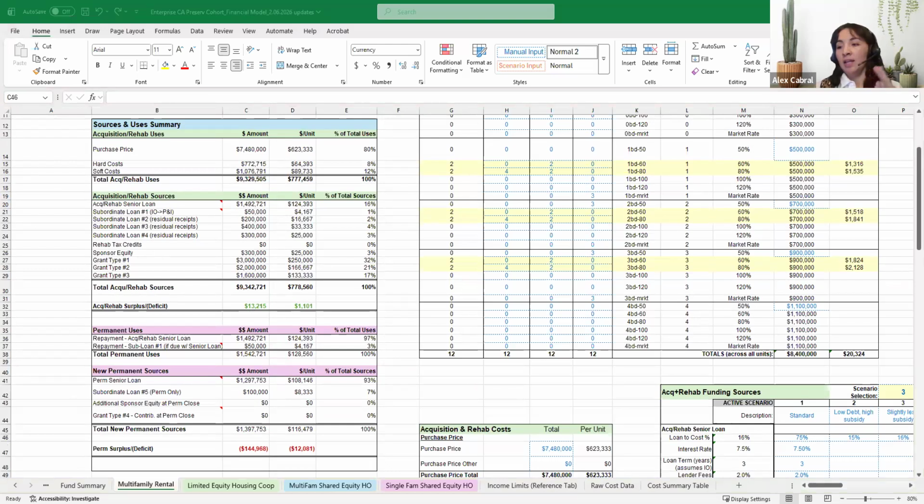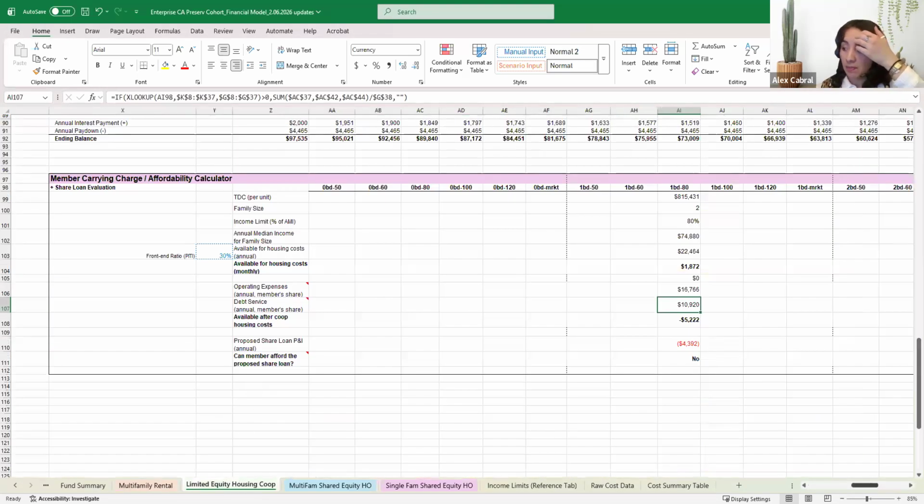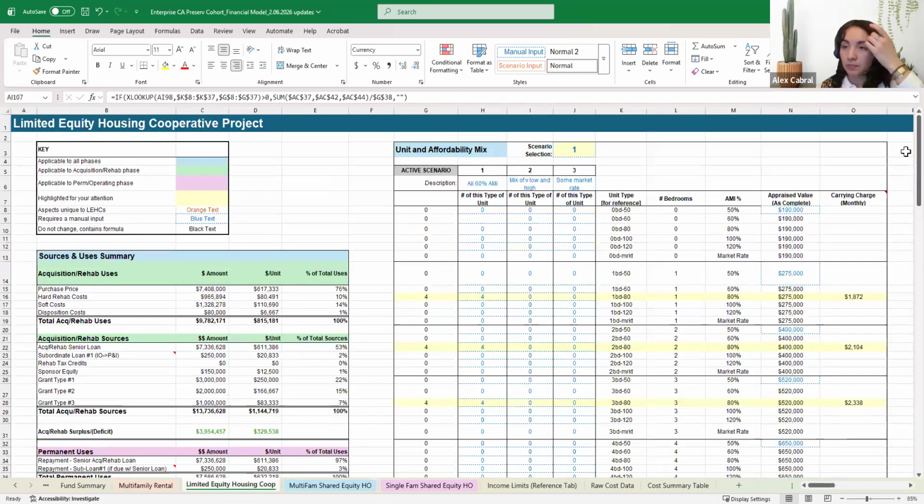Okay, now that we understand how the Proforma works, I'm going to point out the differences in the other tabs. Remember, we're working in the multifamily rental tab. I'm going to hop over to the limited equity housing co-op tab. Let me get to the top. So this tab, a few differences. You'll notice that the key has orange text now, and the orange text are aspects of the model that are unique to limited equity co-ops versus the multifamily rental model.